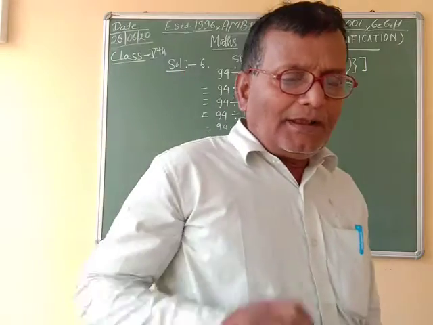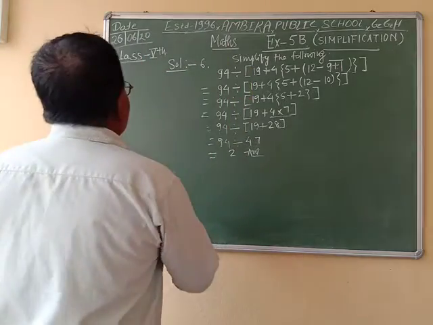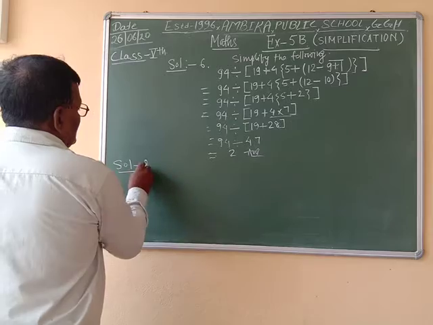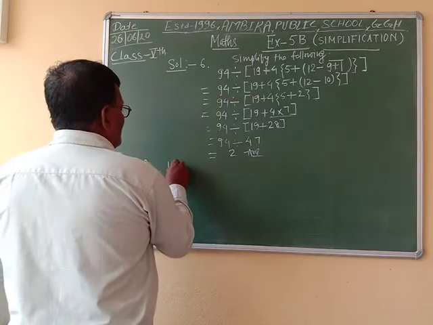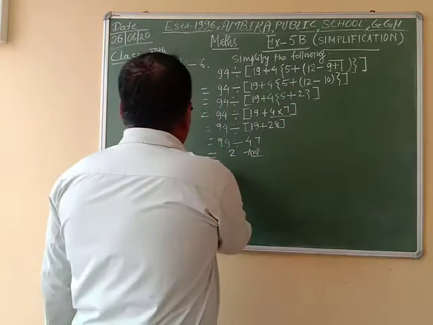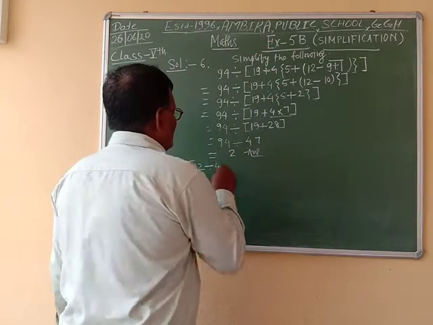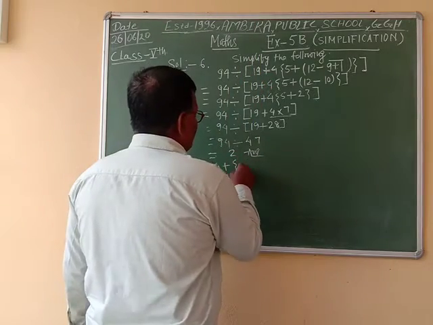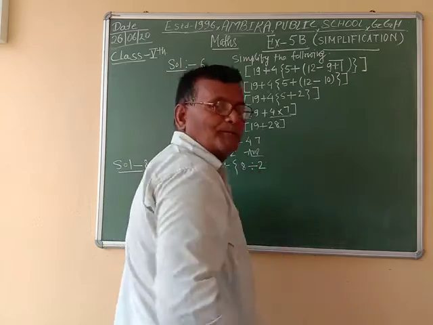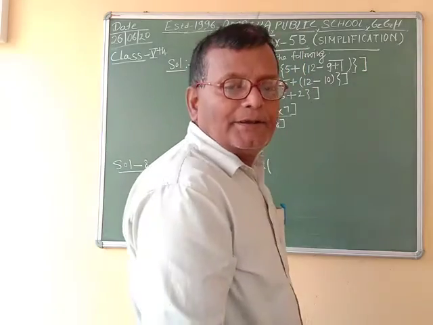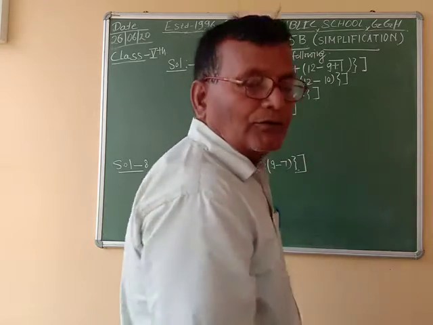Now problem number 7, 8, solution 8. 15 minus big bracket starts 12 divided by 4 plus curly bracket 8 divided by 2 into a small bracket 9 minus 7, big bracket closed.